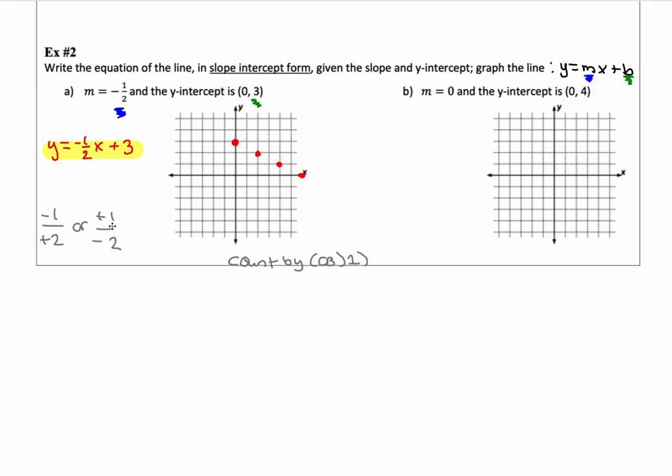So I could utilize the change in y of +1 and the change in x of -2 to continue going the other direction. So change in y going back to my y-intercept. Change in y of +1 means go up 1, and change in x of -2 means go left 2. So once I've moved to that location, I put my point.